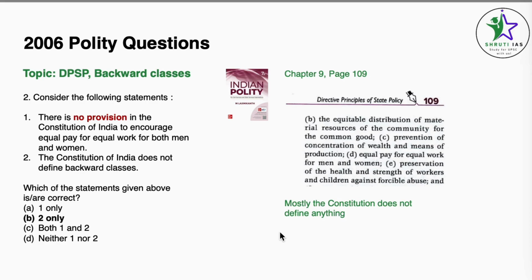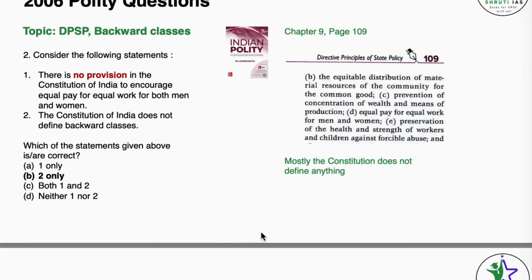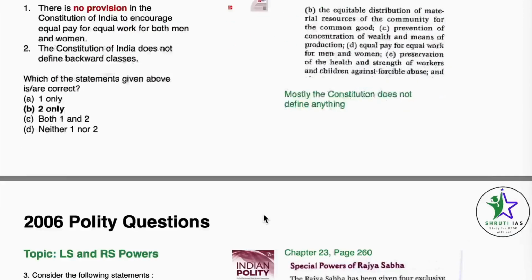Now, regarding point number 2, we should know that mostly the Constitution does not define things like these, and it does not give the definition of backward classes. I have searched the book entirely, and anybody who has read polity knows that statements like these are usually incorrect. So the correct answer becomes point number 2, B, 2 only, right?